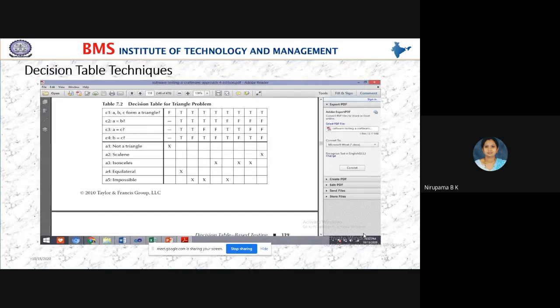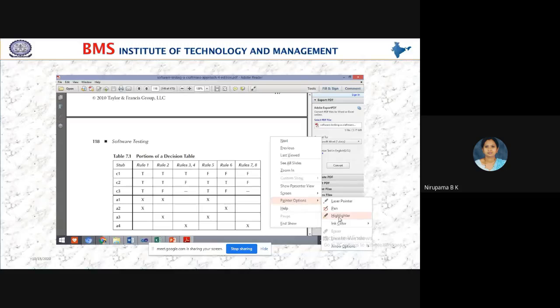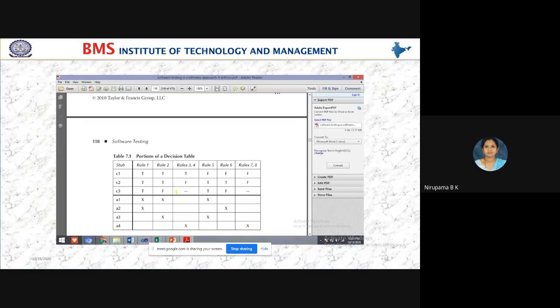See here, this is one decision table. This is the first decision table. Here we are checking the condition, and based on the condition we do the actions. Some examples have been given here. And one more very important thing we have in a decision table is the don't care condition.